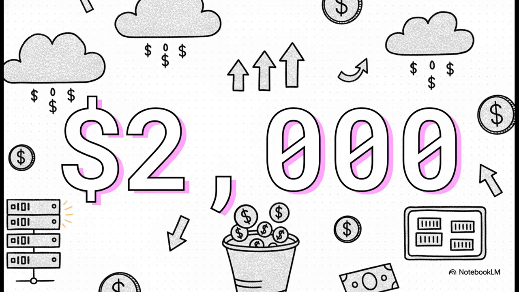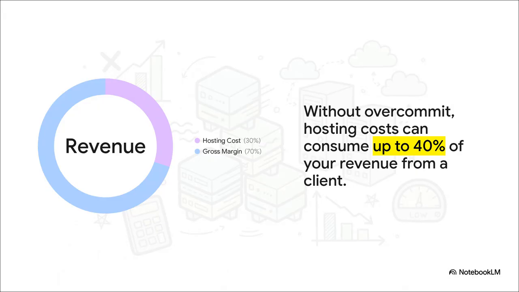And that massive leap in density, it translates directly into real money. For an agency that's managing, say, 100 sites, we're talking about potential savings of around $2,000 a year. That's not small change. That goes right to your bottom line. For all you agencies and freelancers out there, this is an absolute game changer. Hosting costs can easily eat up 20, 30, even 40% of your revenue from a client. With Overcommit, you can chop that number all the way down to a much more manageable 5 to 15%.